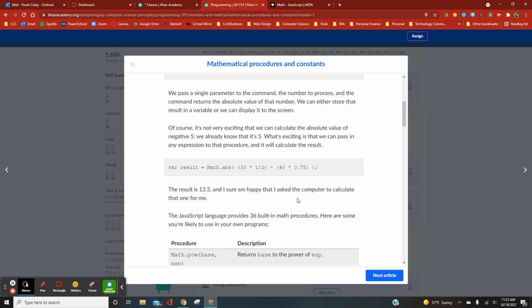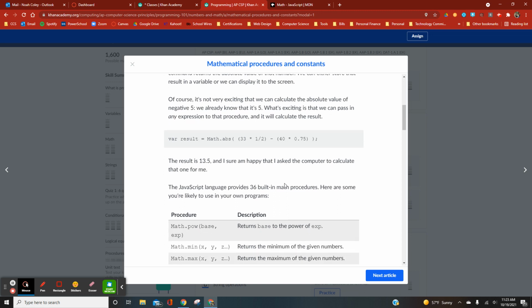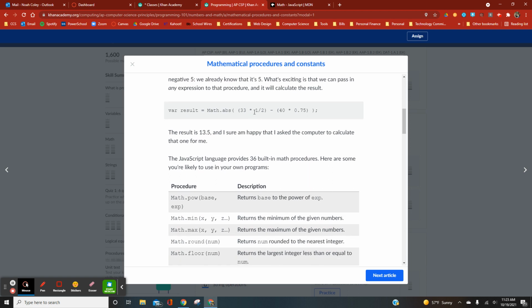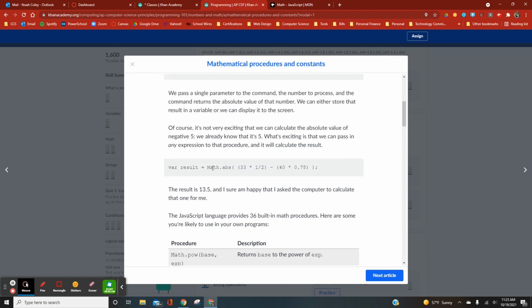All right, good news. So if you have to find the absolute value of a bunch of numbers, but in order to find that number, we have to multiply, we have to subtract in a certain order. Okay, the result is 13.5. I'm happy I asked the computer to do that one for me. Okay, so all it's telling you is that you can use Math.abs to give you the absolute value of whatever set of numbers you put in there.